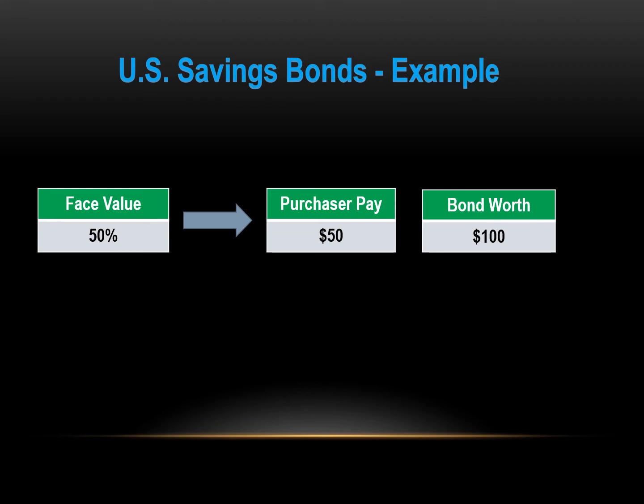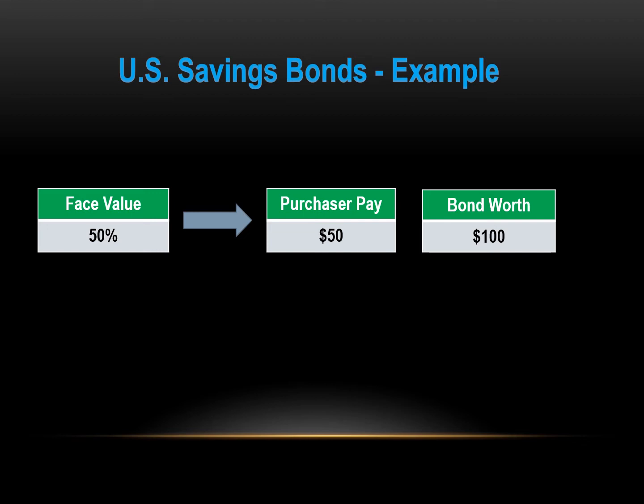Here's how it works. When a bond matures, the holder will receive the face value of the bond plus the accrued interest. Holders cannot redeem them for the first 12 months they are outstanding. If a holder redeems it within the first 5 years, they will forfeit the last 3 months of interest as a penalty.